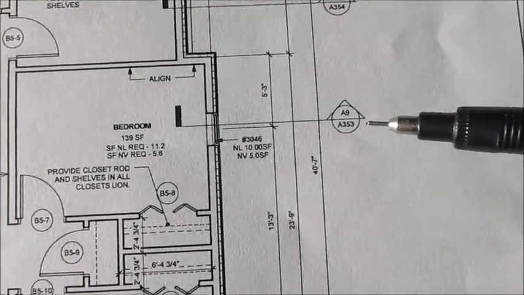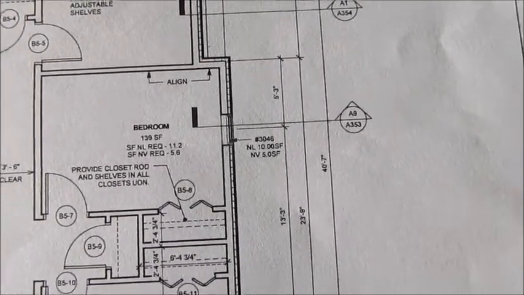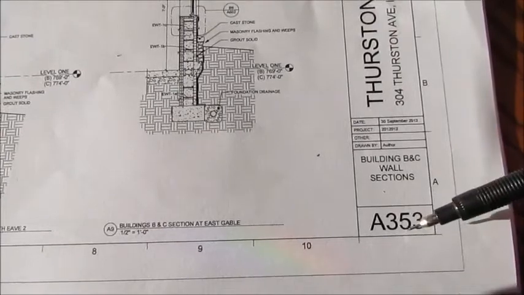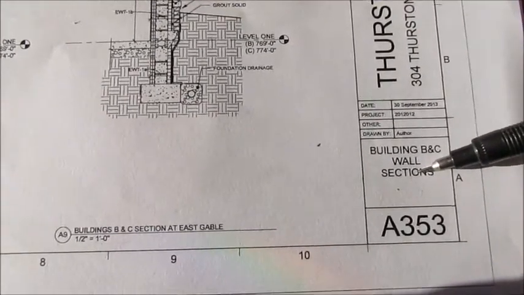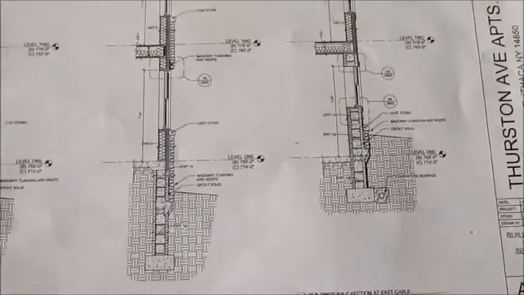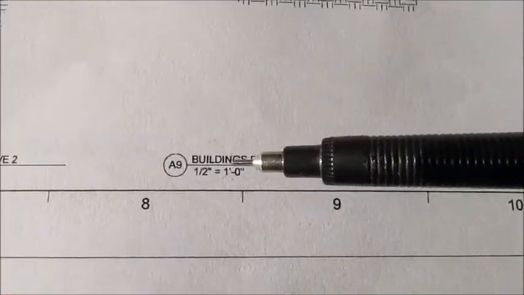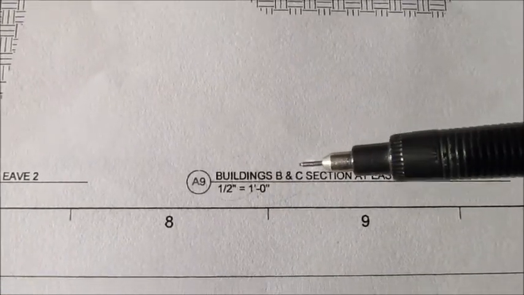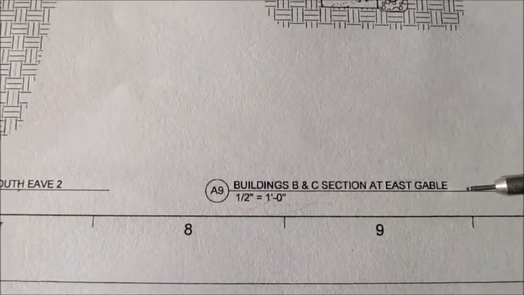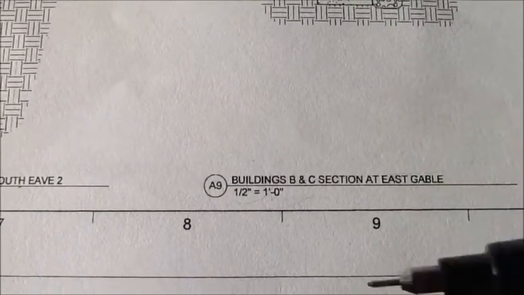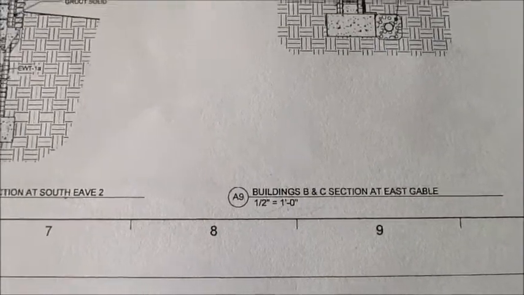So let's go look at page A353, cross section A9. A353 states that it's a building wall section. So we're going to find a bunch of sections on this page, and as you can see, there's more than one. We're going to focus primarily on A9, which is a building B and C section at East Gable. So it tells us specifically where this is, and it's specific to the building that we're looking at, as well as the other building B and C.